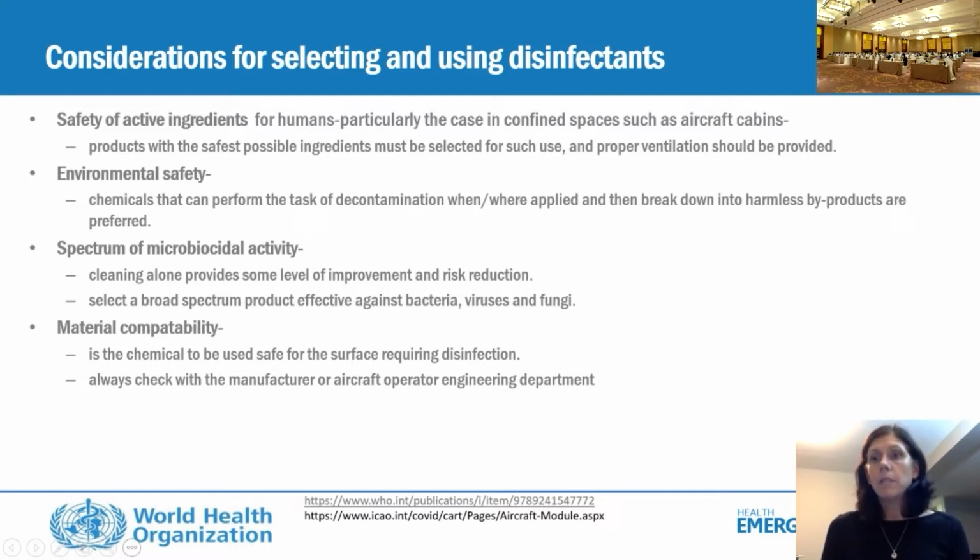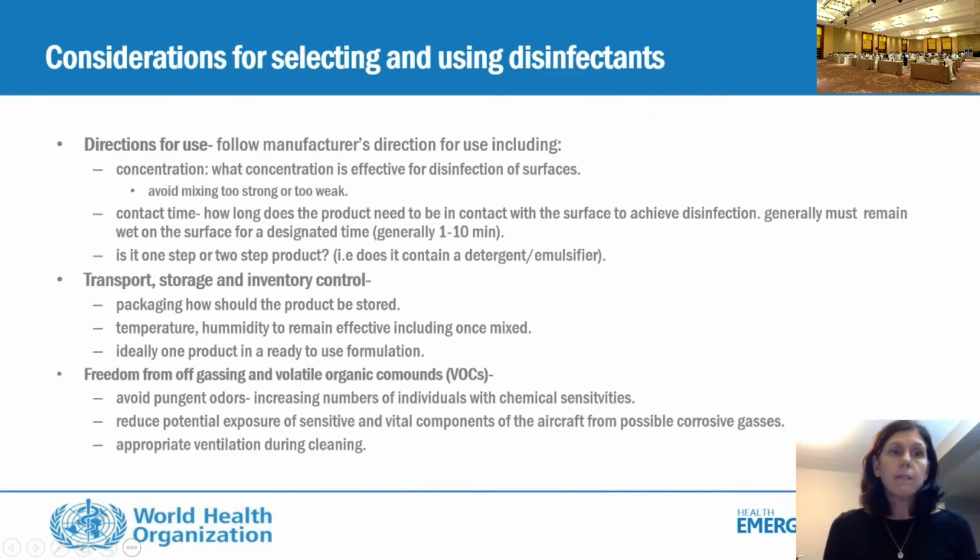Really important, you want to make sure that the product that you select is compatible with the material you're going to be using it on. We want to make sure it's safe for the surfaces that this product will be applied to. We know that there are a number of delicate instruments in an airplane, and we want to make sure that the products are not going to cause any corrosion to those instruments. So it's good to always check with the manufacturer of both the product, of the surface if necessary, or the aircraft operator engineering department when you're selecting that product to ensure it's safe.